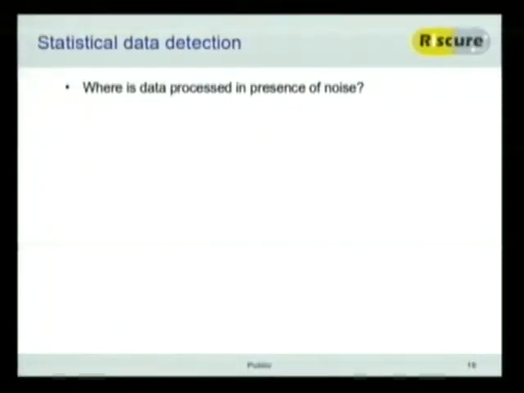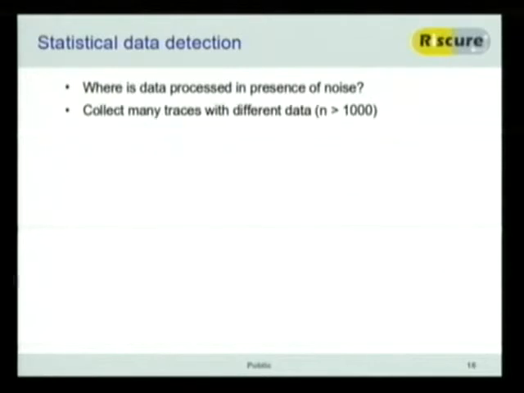So the question is, where is this data being processed in all the noise that we have? Before, we could just zoom in and find the different power levels and then deduce the data. Typically it's actually leaking the Hamming weight of the data, so it's leaking the number of bits that are set to 1, basically because the assumption is that every bit has the same influence on the power level. That's just an aside. So the question is, where is data being processed when you're in the presence of noise?